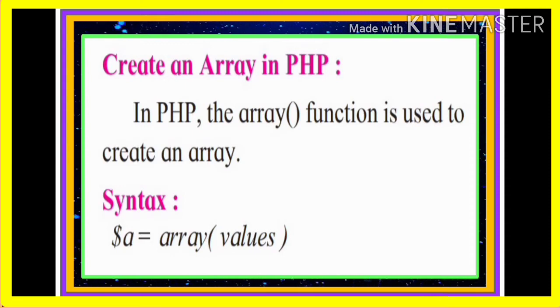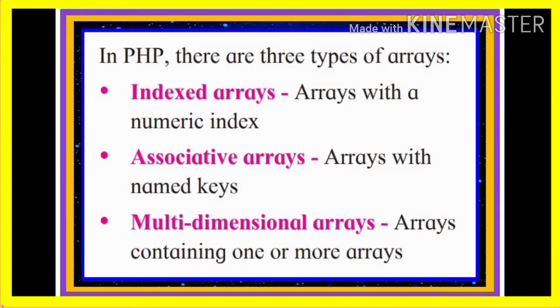Here is the syntax to create an array in PHP: $A equal to array, parenthesis, and values. In PHP, there are three types of arrays. First is indexed arrays, arrays with a numeric index. Second is associative arrays, arrays with named keys. And third is multi-dimensional arrays, arrays containing one or more arrays.